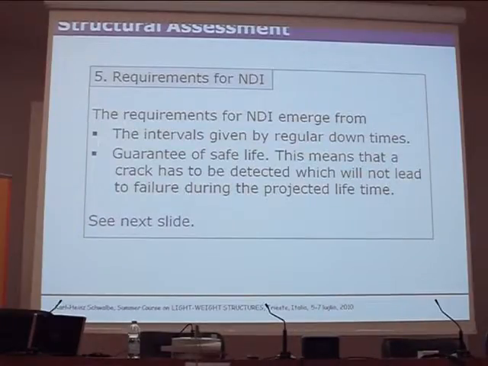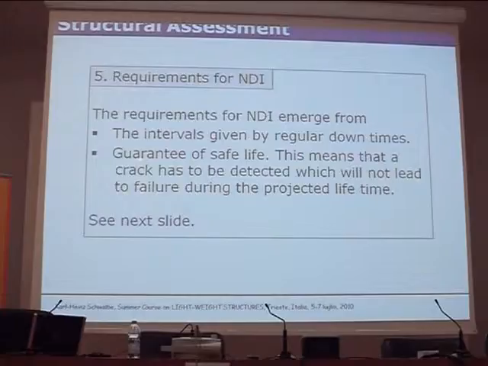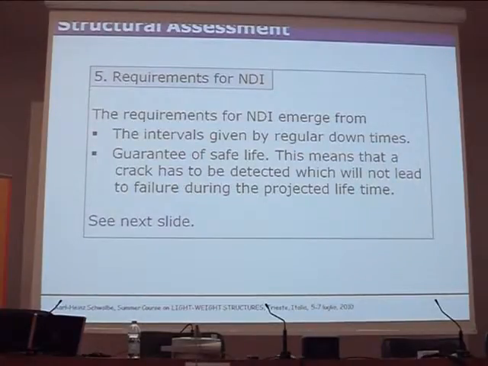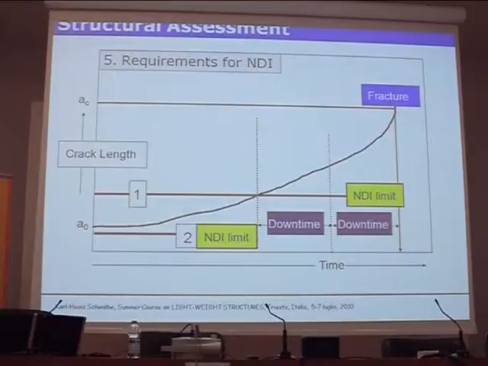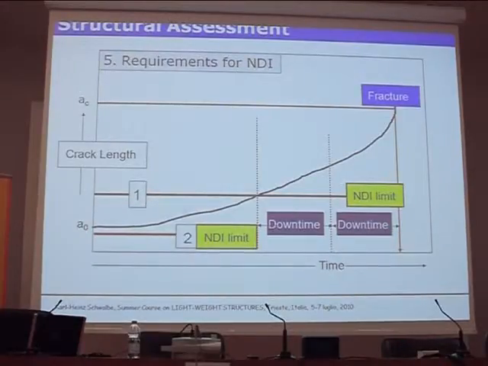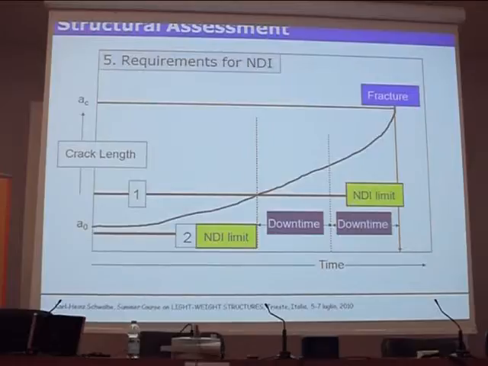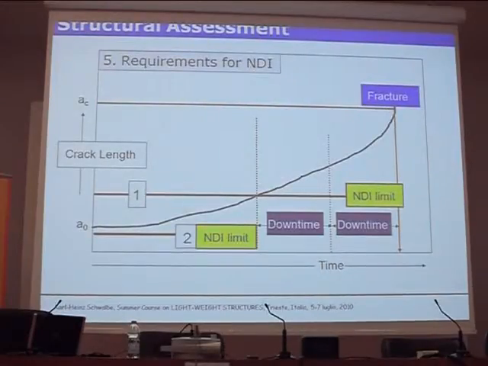Very simple subject. The intervals are given by regular downtimes. We have to guarantee safe life, which means that the crack has to be detected, which will not lead to failure during the protected lifetime. And so, once again, we use the downtimes here for our inspection work. And we could have two different NDI inspection limits here. So we have a good life here. If it's here, then we have a problem because we have to do more inspections.